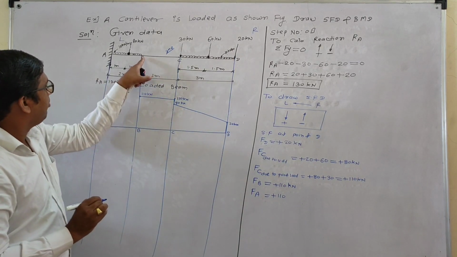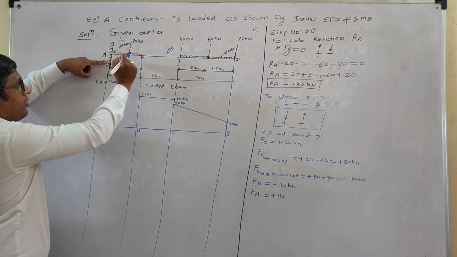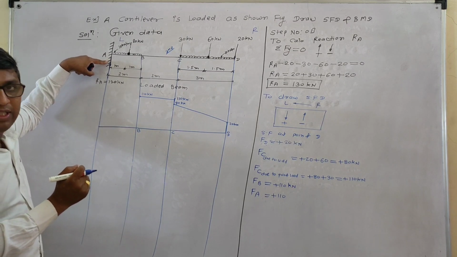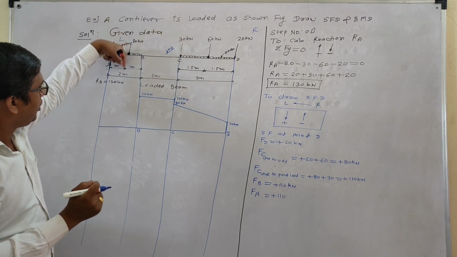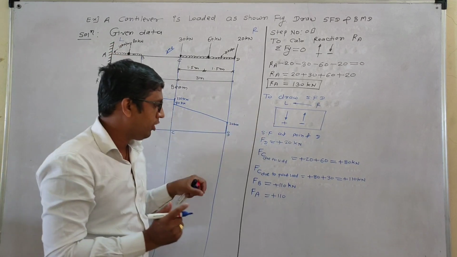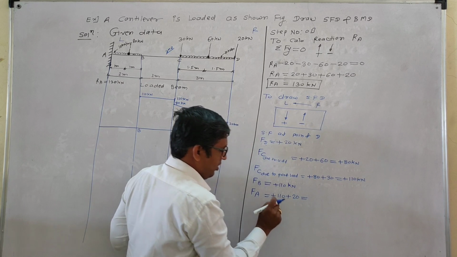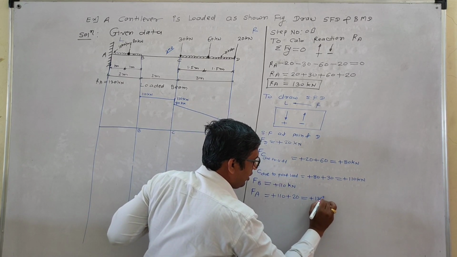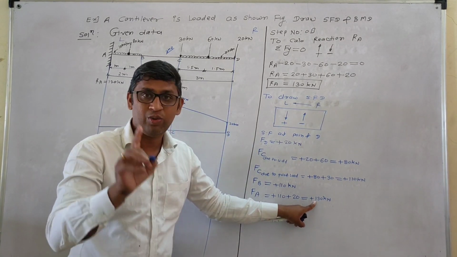In between B and A, okay, there is a UDL. And you convert that UDL into the point load. What is that UDL converted into the point load? It is 20. And again this 20 goes downward. Downward means take it positive, plus 20. Means 110 plus 20 is plus 130 kilonewton. Shear force at point A is 130.